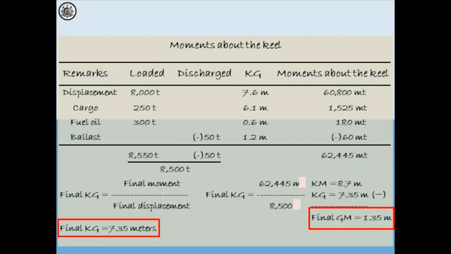For final GM, the formula is KM subtracted by KG. Application of the formula: KM is equal to 8.7 meters subtracted by KG, which is equal to 7.35 meters. The result is the final GM is equal to 1.35 meters.